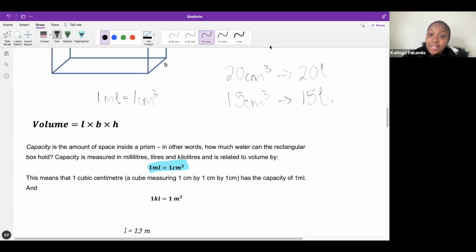Okay. Now we're going to do more conversions at the end of this chapter, because sometimes you have to go from centimeter cubed to meters cubed to kiloliters to liters and so on. Yeah, it's a lot. So you must just remember these 2 conversions.